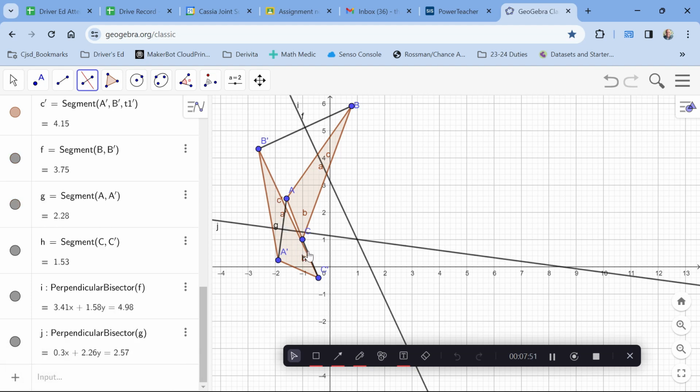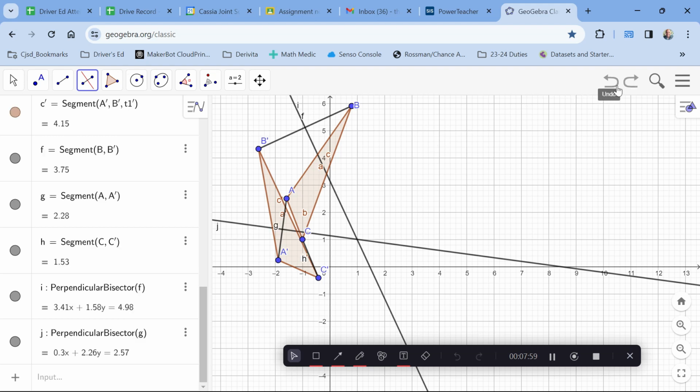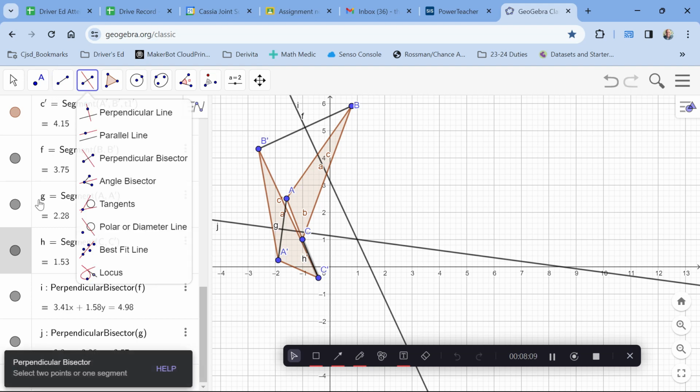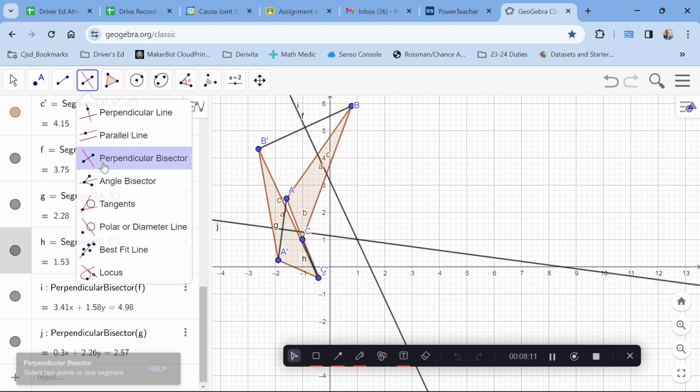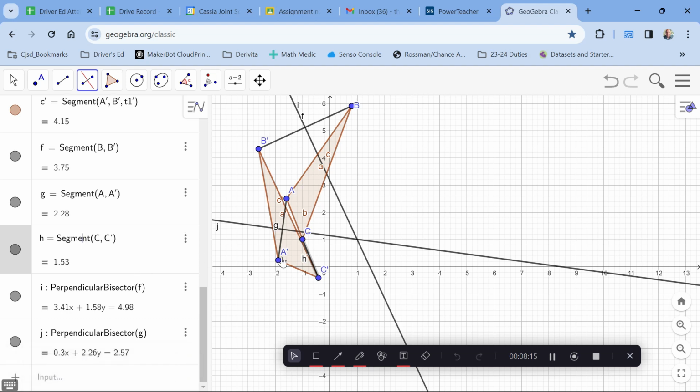They're all going to meet at the same place. Oops, I got the wrong one. Let me hit undo there. It thinks I was clicking on the side. I want the perpendicular bisector of this side. Perpendicular bisector of this segment here. Yes.